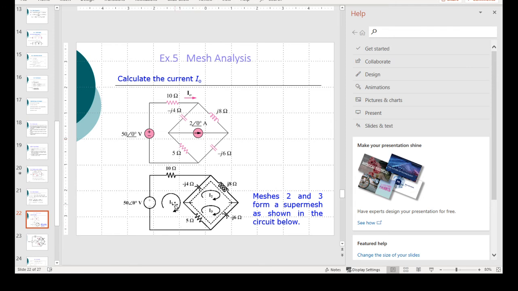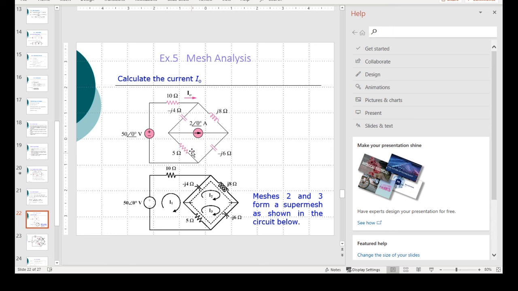So I've indicated the currents in the circuit below. This is mesh current I1, that's mesh current I2, mesh current I3. If you want to apply Kirchhoff's voltage law to mesh 1, it's quite easy. There is 50 volts there, equals the drop here, which will be 10 times I1. Then the drop here will be minus j4 times the net current here, which will be I1 less I2.